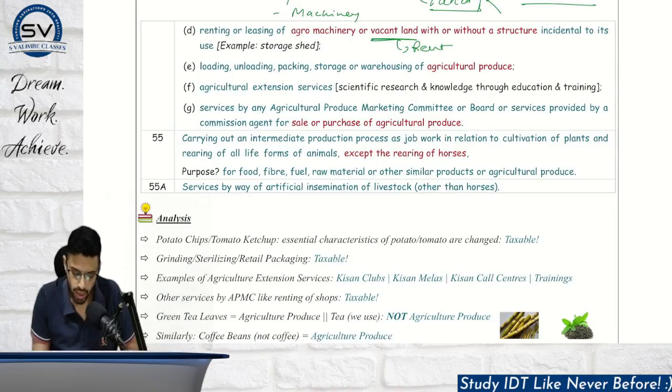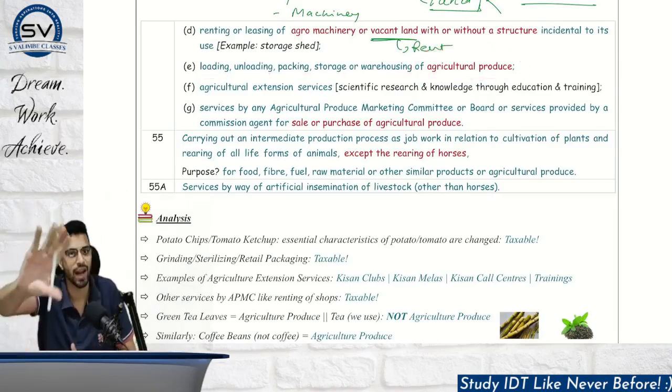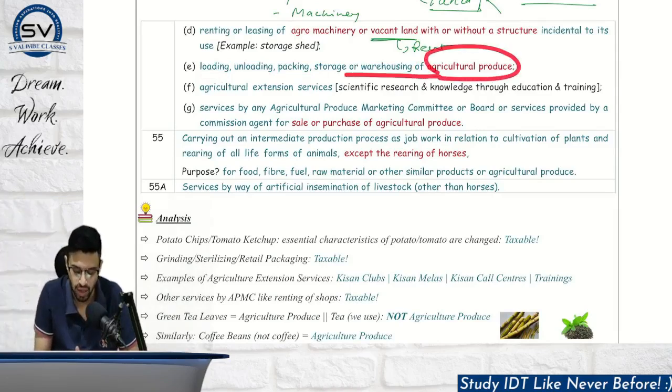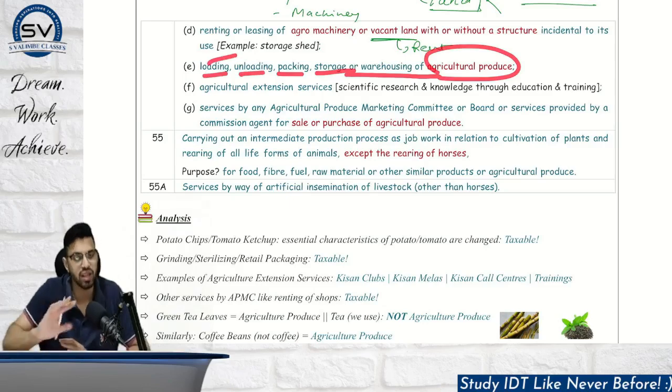Next, loading, unloading, packing, storage or warehousing of agriculture produce. Rice was not an agriculture produce, it was the final product. Paddy is an agriculture produce. With respect to that, warehousing, storage, packing, unloading, everything is exempt.